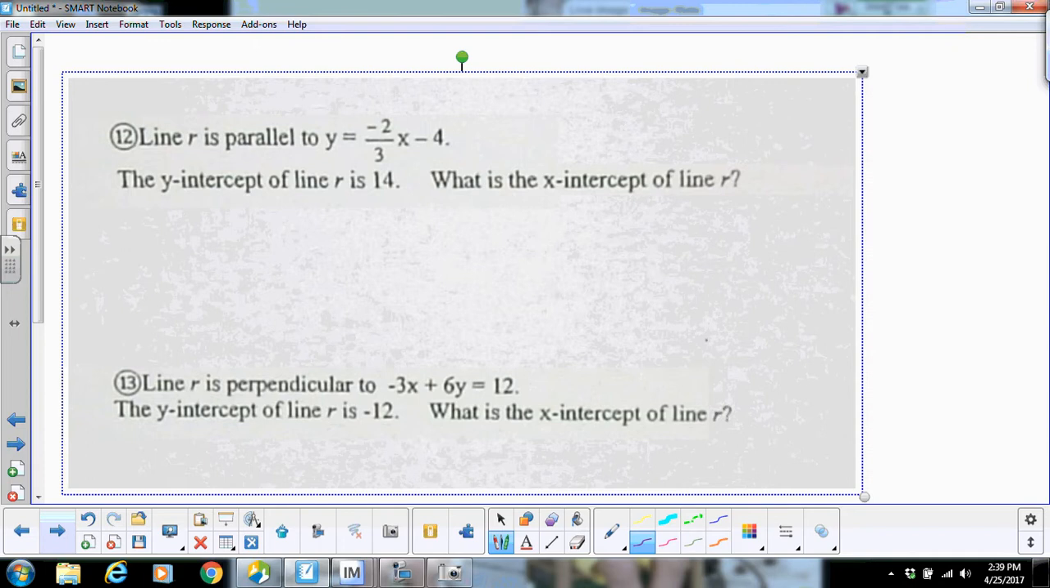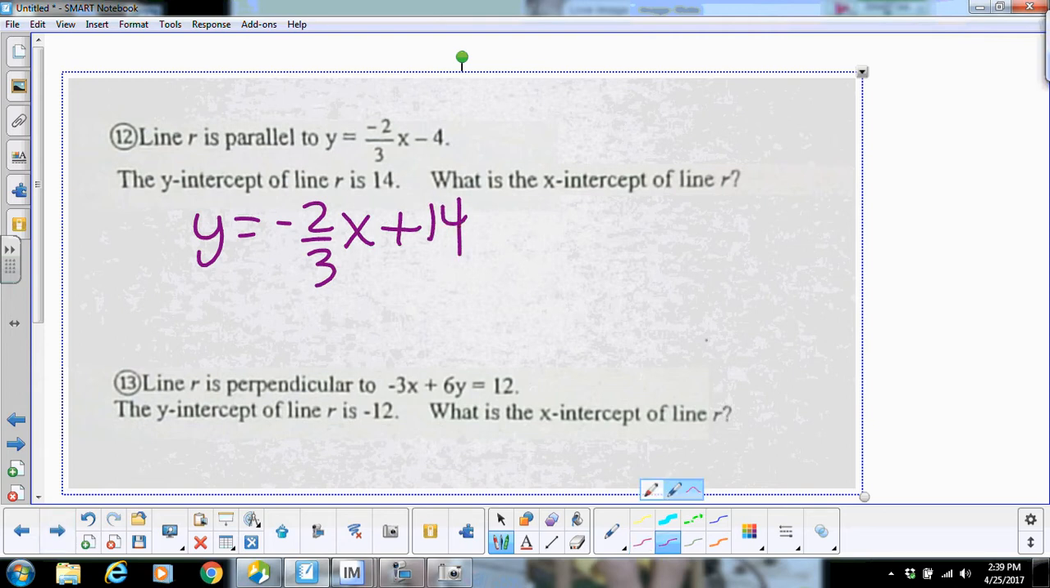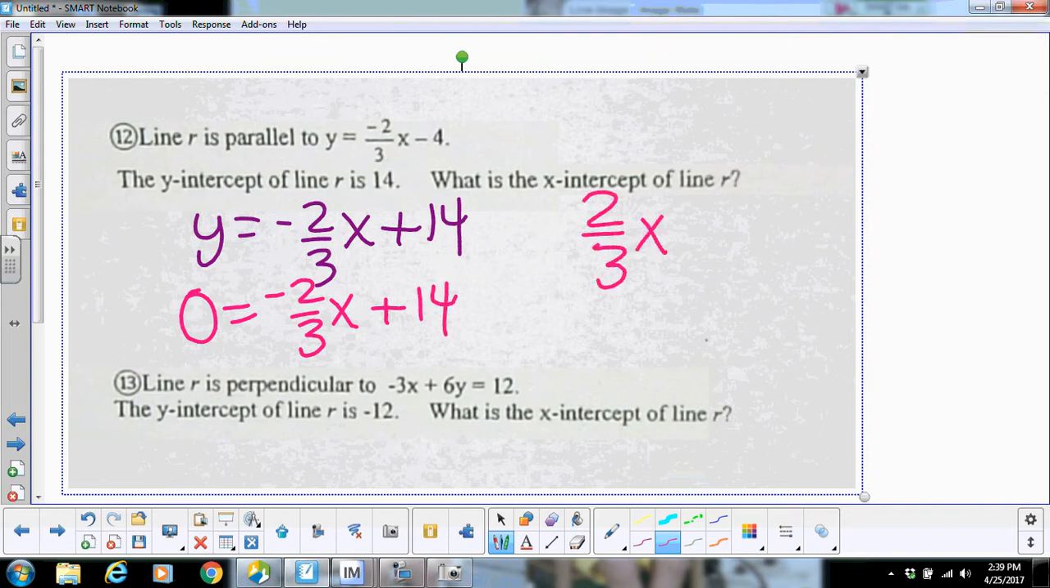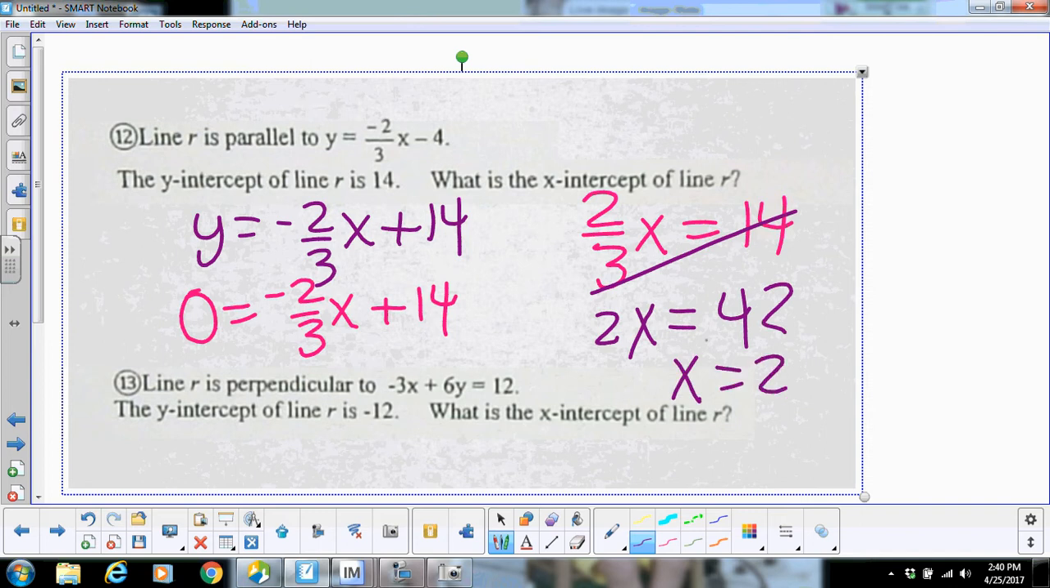Number 12, line R is parallel, so we're going to use the same slope, but it's got a new y-intercept. Okay, if they want to find the x-intercept, remember we plug in 0 here for y. And then we're going to rearrange. So 2/3 x is going to equal 14. You're going to cross multiply here. And x is going to equal 21.